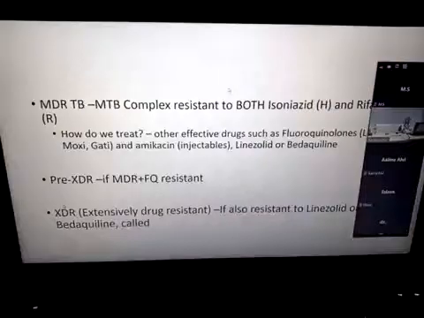And pre-XDR is if fluoroquinolone resistance is also detected in addition to multi-drug resistance. And beyond this, if the isolate turns out to be resistant to linezolid or bedaquiline, then it is called XDR. Okay? I hope you know the definitions of MDR, pre-XDR and XDR. You should know this.